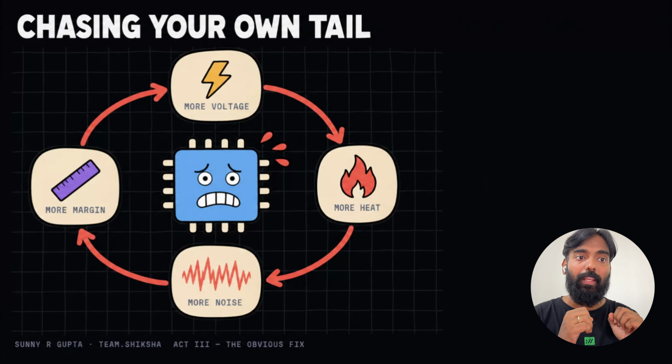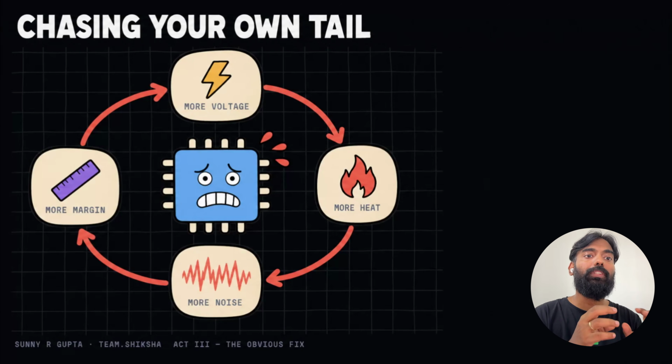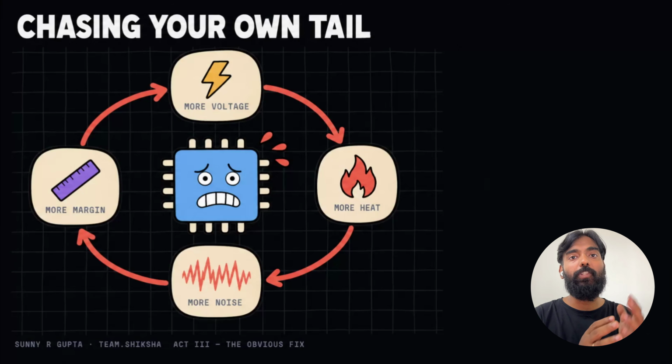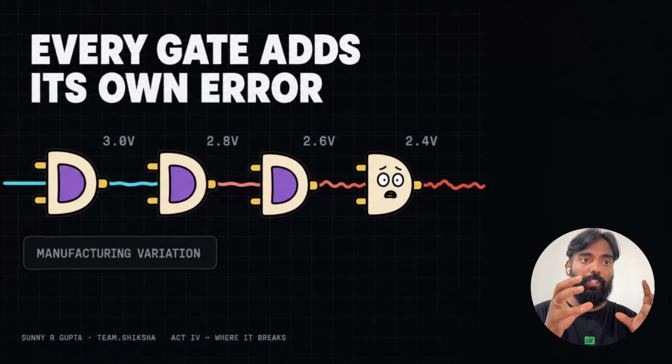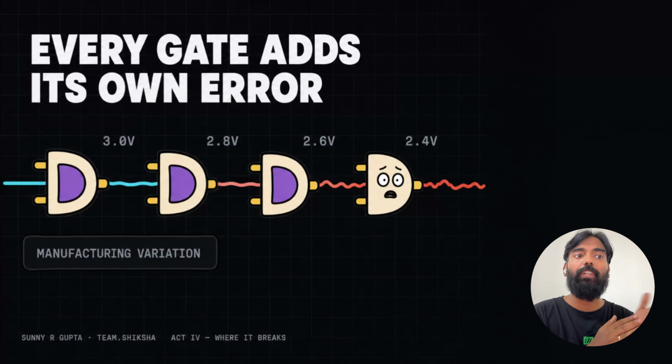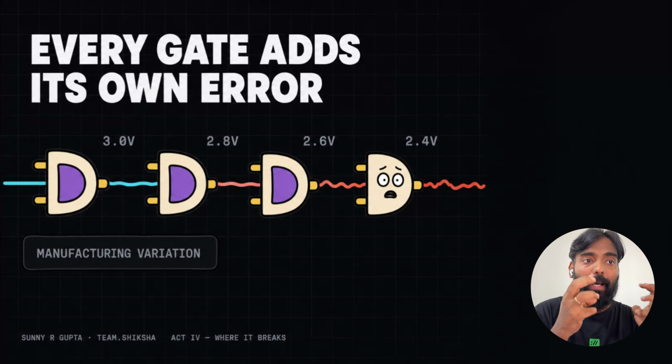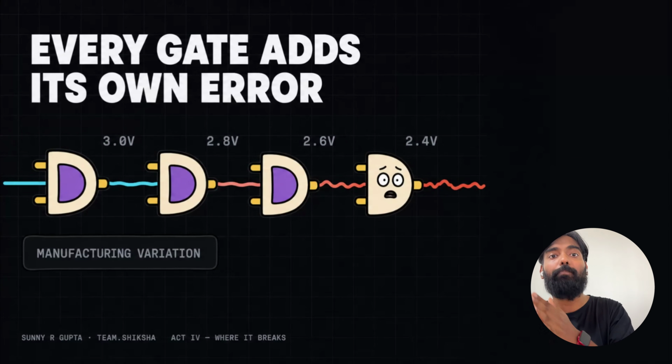So you're just wasting a lot of power to keep these levels apart. As you keep increasing voltage, you get more heat, and so the error margin increases. And so this is where it really falls apart. Inside of a chip, signals do not just travel from one point to another, right? They pass through gates, and gates have their own imperfections.